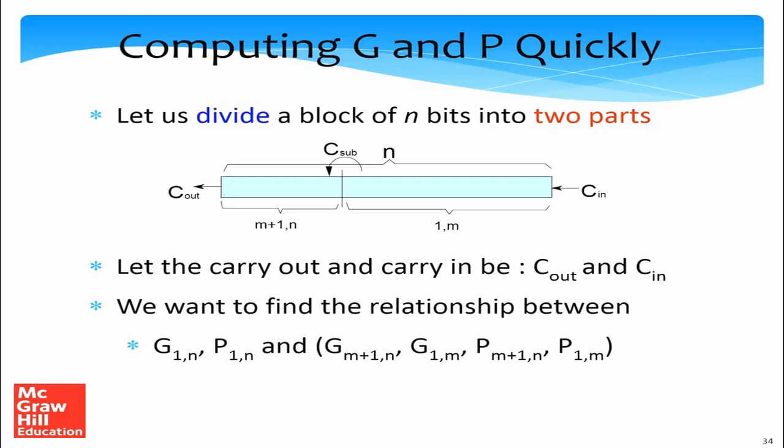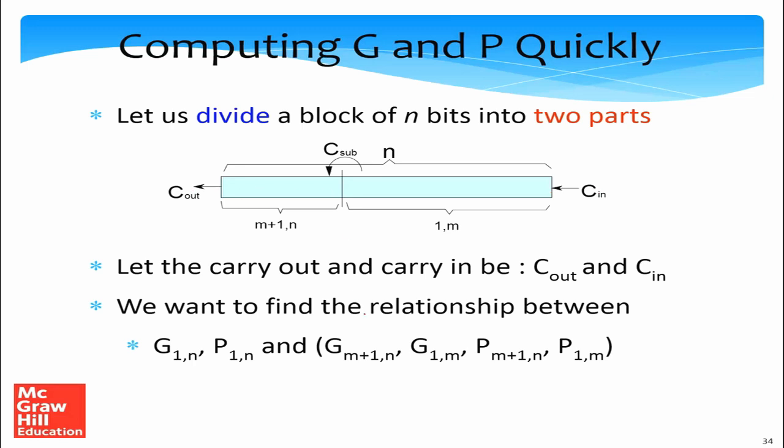So now the idea is, can we compute the generate and propagate functions quickly? Let us look at some other results for the generate and propagate functions. Let us divide a block of n bits into 2 parts. So let's consider this block of n bits. We divide it into one part with bits 1 to m, and the other with bits m plus 1 to n. Let the carry in and the carry out of this block be as shown here.